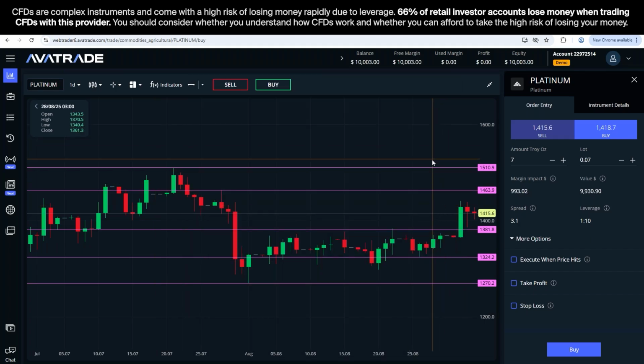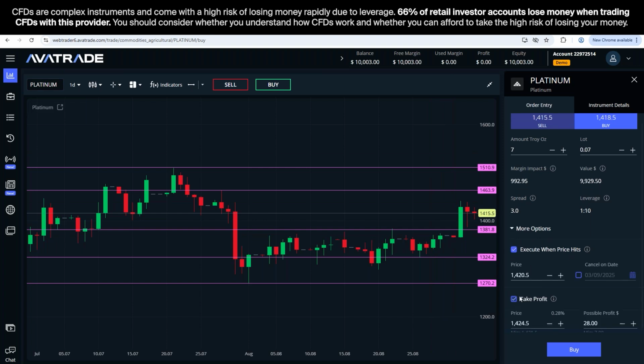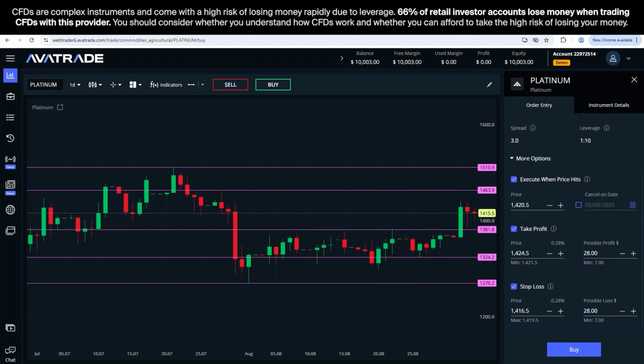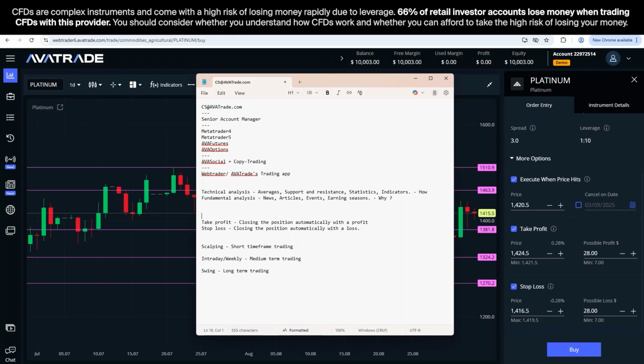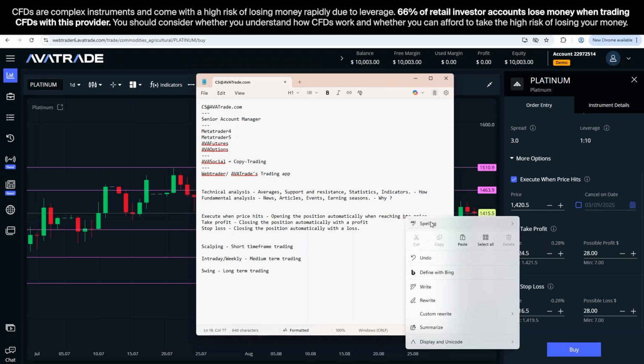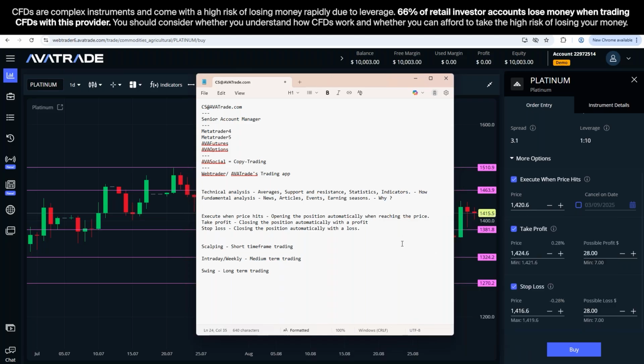And as you can see, I've set some lines in here, and I'm also going to enable the execute when price hits, take profit, and stop loss. On top of what we wrote about the take profit and the stop loss, we're going to right here execute when price hits, which is opening the position automatically when reaching the price.